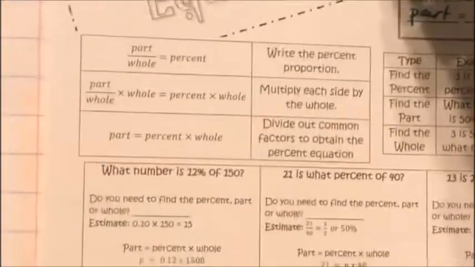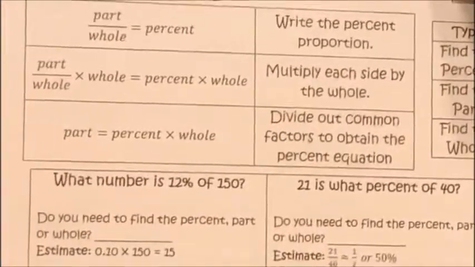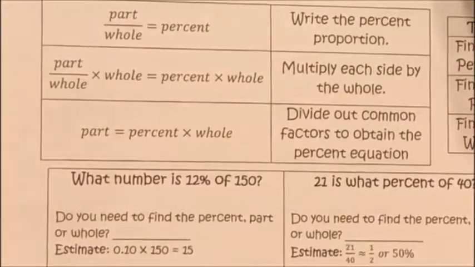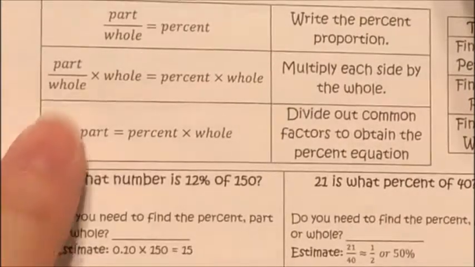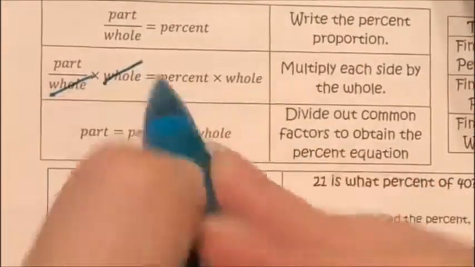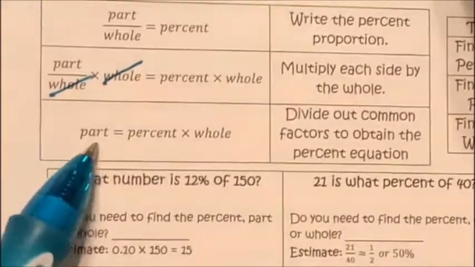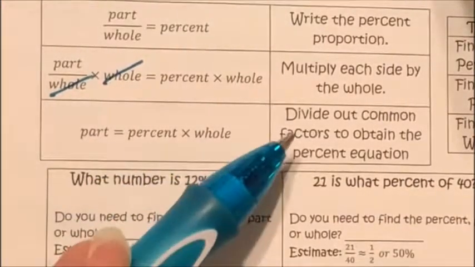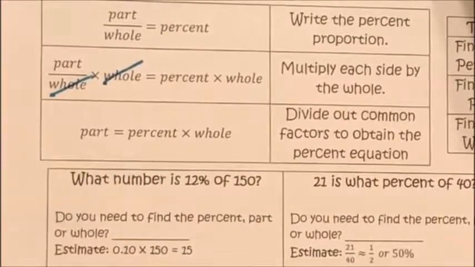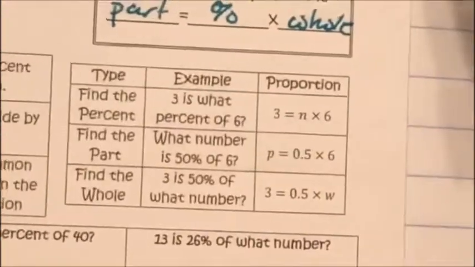So here we start with the percent proportion. Part over whole equals percent. Remember, percents are always over 100. I multiply both sides by the whole, so this cancels with this. So I'm left with part equals percent times whole. So that's how I came up with the percent equation. Okay. So same type of thing.